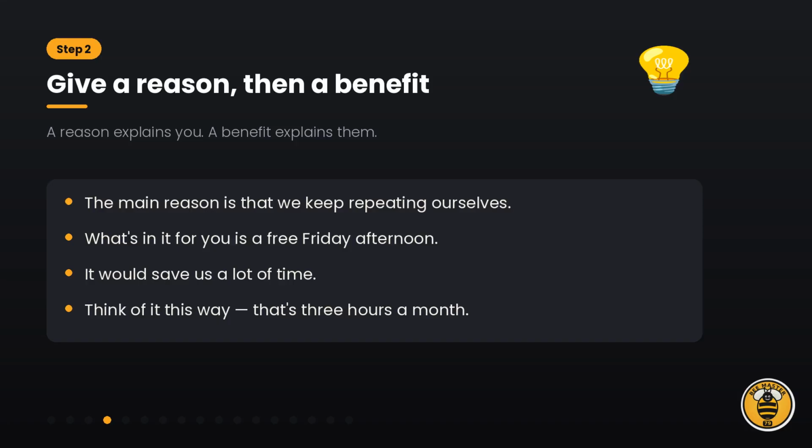Step 2. Give a reason, then a benefit. These are different things. A reason explains you. A benefit explains them. The main reason is that we keep repeating ourselves. What is in it for you is a free Friday afternoon. It would save us a lot of time. Think of it this way. That is 3 hours a month. Notice how the last one makes a small number feel larger by changing the frame.